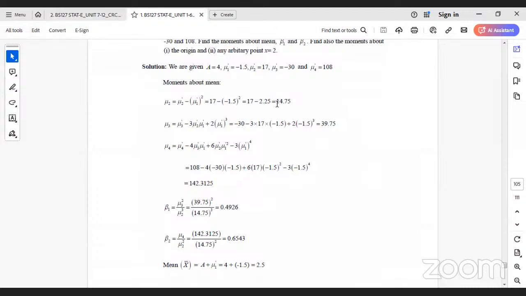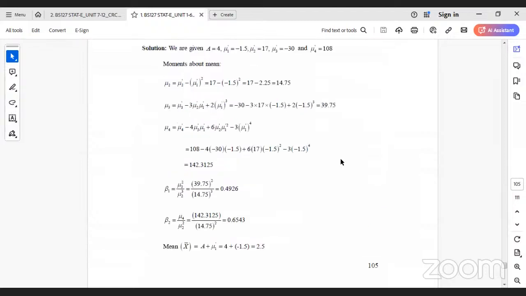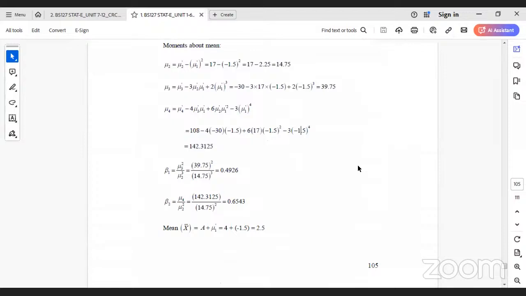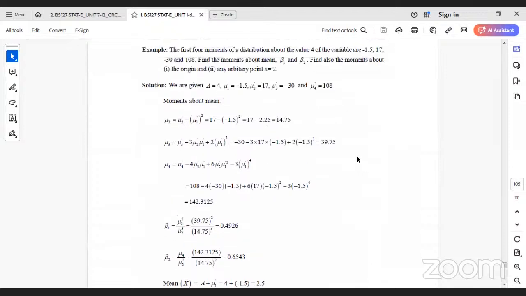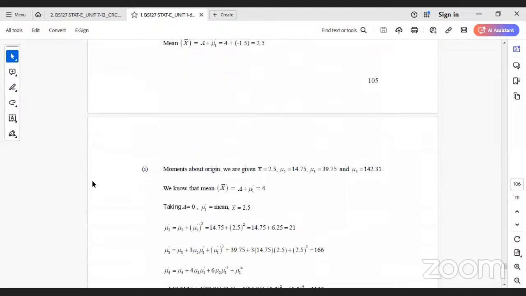So mu2 is 14.75, mu3 is 39.75, mu4 is 142.31. So x bar is equal to a plus mu1 dash, which is equal to 4. So a plus mu1 dash is equal to 0. So mean mu1 is equal to mean, that is x bar is equal to 2.5. So mean x bar is equal to 2.5.